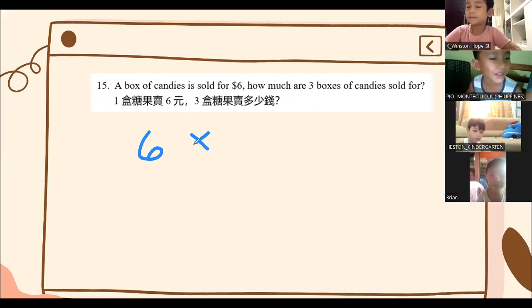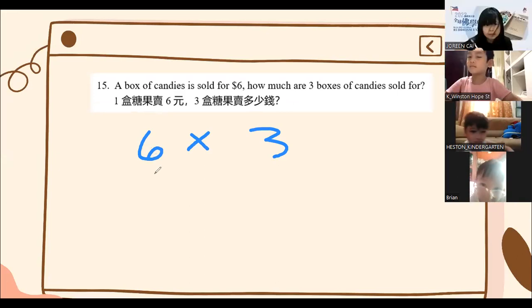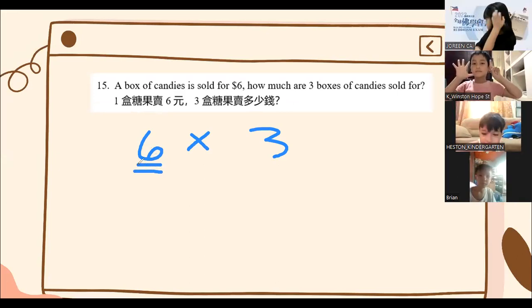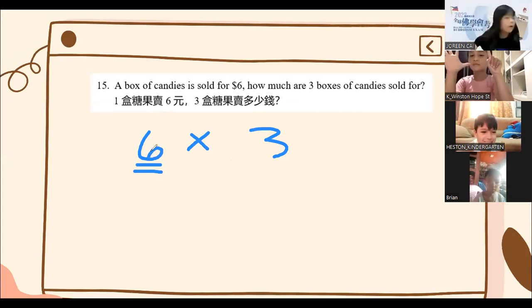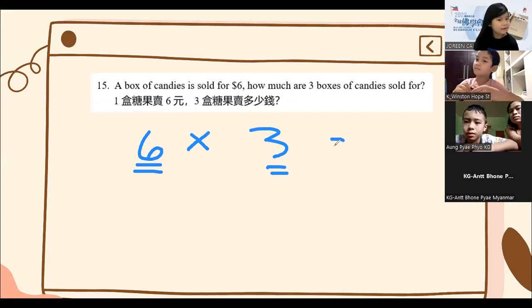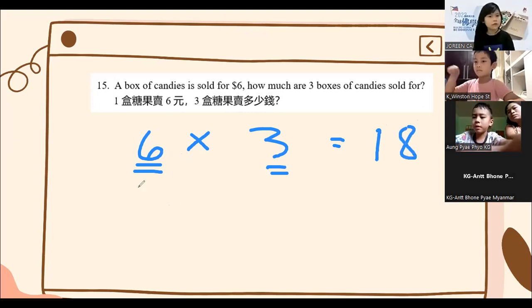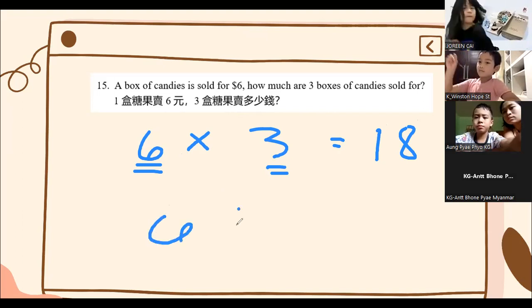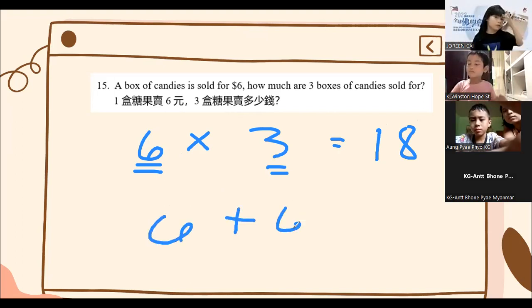Very good. 18. Okay. Imagine that for one box, it is worth $6, right? This is now the price for one box of candy. And this is the number of boxes of candy that you need to have. So if you have that, 6 times 3 is actually 18. Or you can just add also. So if you have 3 boxes of candies, then that is going to be 6 plus 6 plus 6.